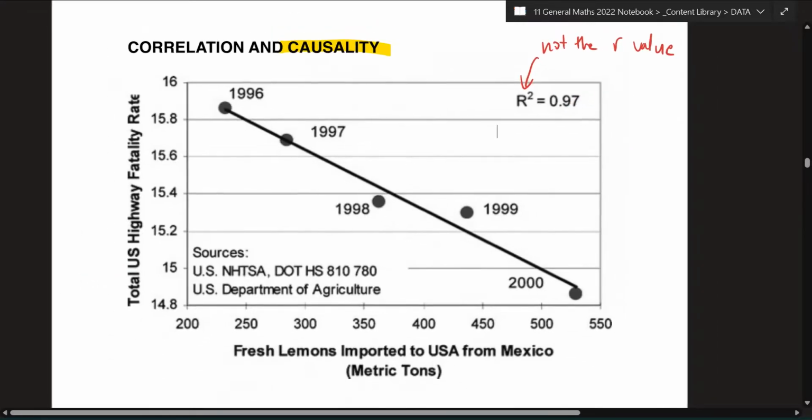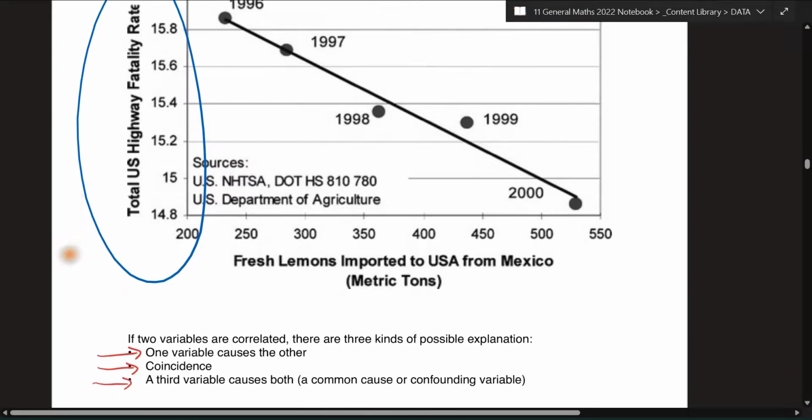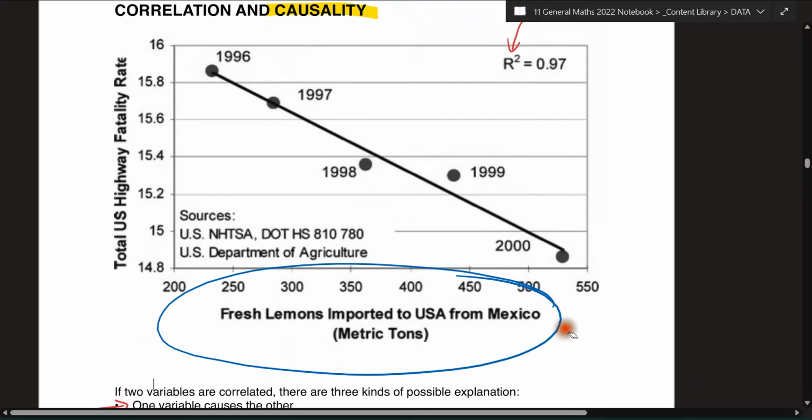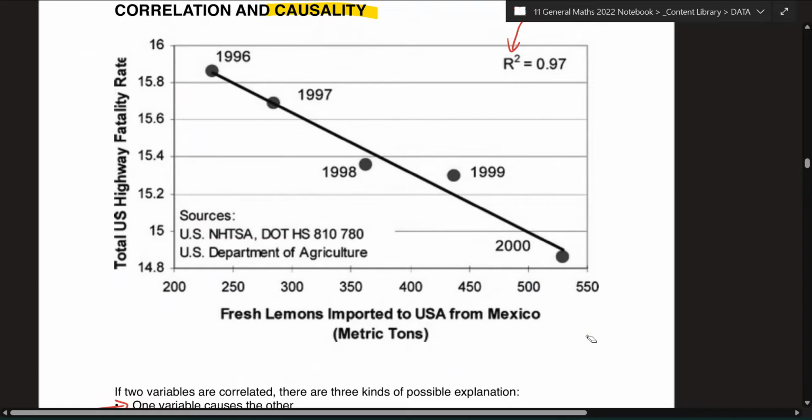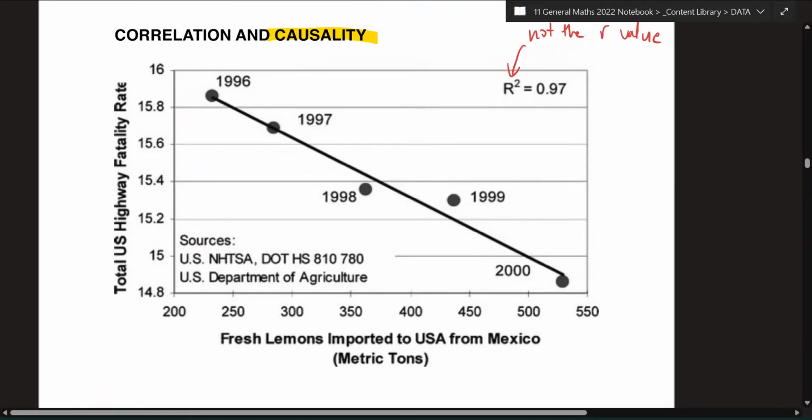Here you've got two variables: tollway fatality rate on the RV, or the y-axis, and fresh lemons imported from Mexico on the EV, the x-axis. Anthony told the rest of the class that this graph is silly and there shouldn't be any connection, because the amount of lemons you import from Mexico should not have anything to do with the amount of people dying on the road. This is saying the more lemons imported, the fewer the deaths, which makes no sense. That's true, there isn't a connection. But then why is the R squared value, and also the R value, quite high? Why is there a connection?